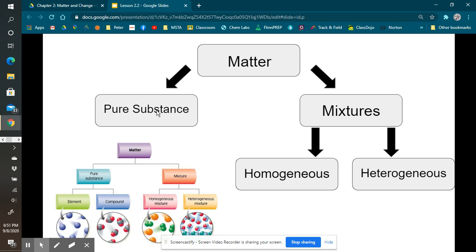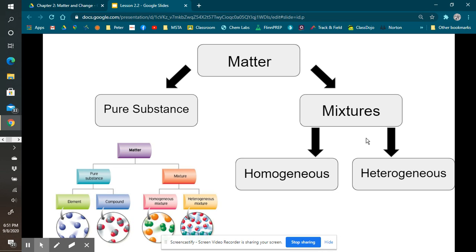Over here, we have pure substances, which we'll talk about later. And then over here, we have mixtures. We're going to focus on mixtures today. Mixtures are exactly what they sound like. There are multiple things mixed together, but they're not actually chemically bonded together. They're just mixed. And I'll give you some examples in a little bit.